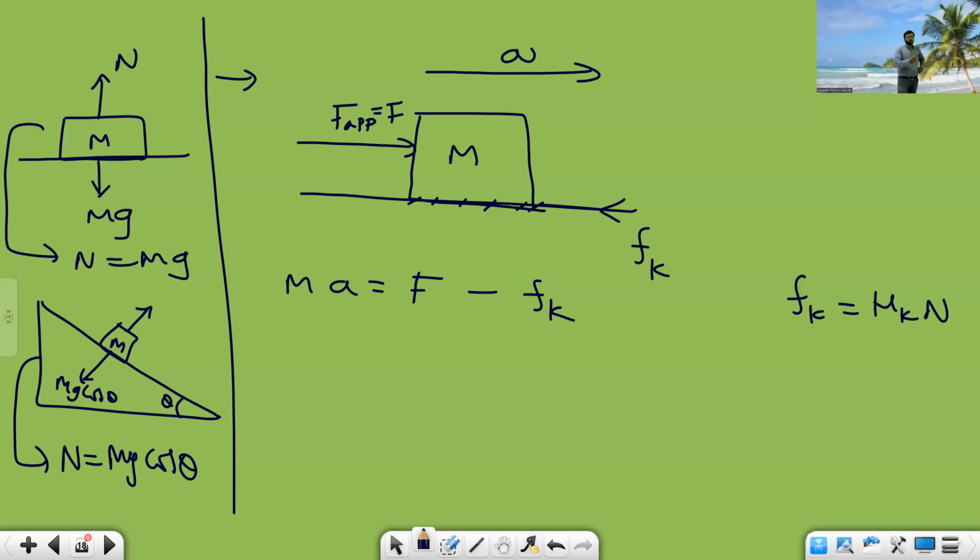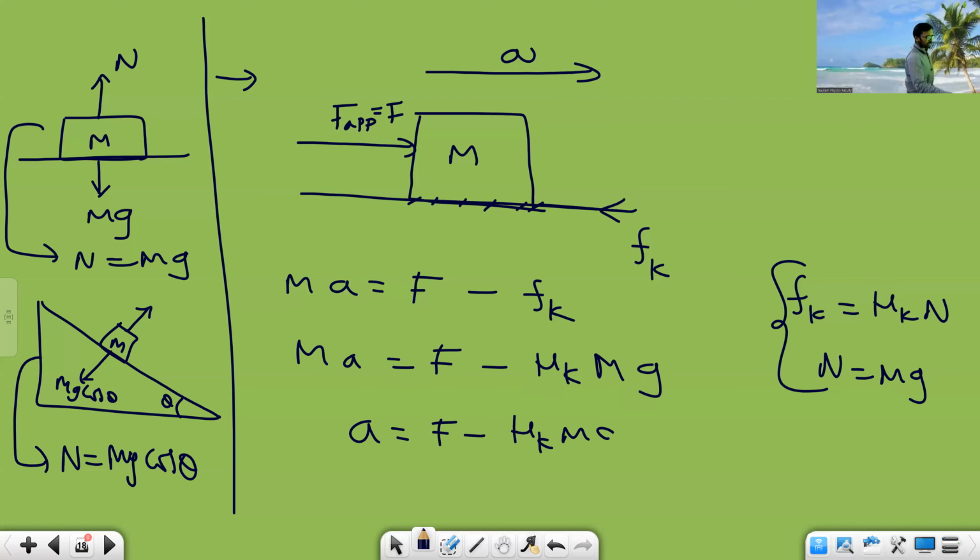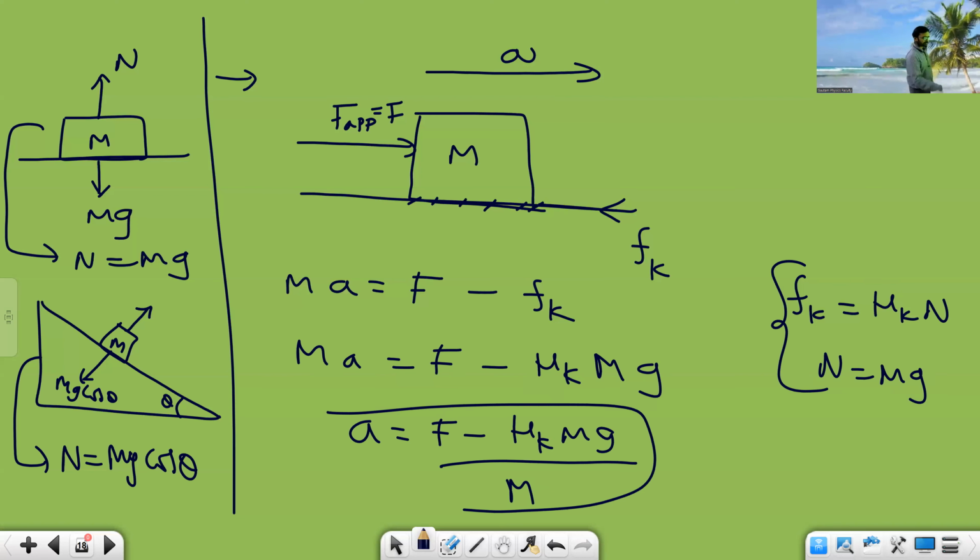And ma is equal to F minus Fk. ma is equal to F minus mu k into normal reaction. Just now I wrote that for a horizontal surface normal reaction is mg, so acceleration is F minus mu k mg, divided by m. This is the acceleration of the body when applied force is F and it is moving forward. Fine, you got some idea. This is the first application I'm taking. Just for formality, I'm writing application number 1.